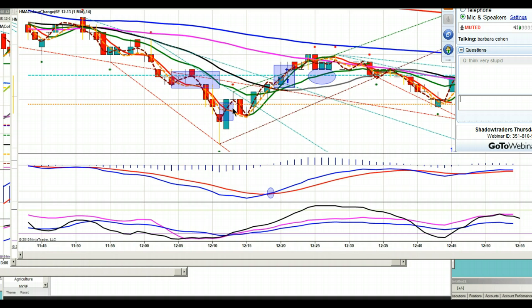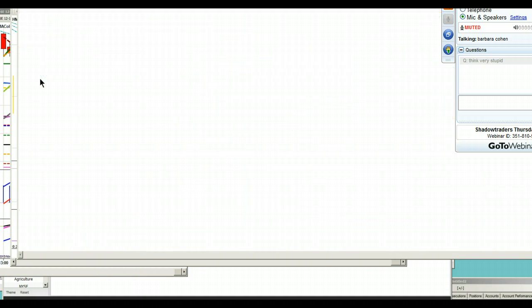I think very stupid. GC moves as fast as anybody could want. Yeah, I know, that's the problem with GC. The nice thing is you get filled fast in GC. Let me just quickly take a look at that. I just want to see how the price action's moving there.